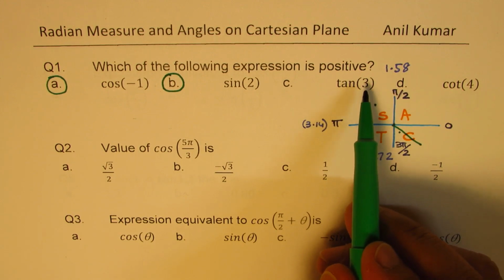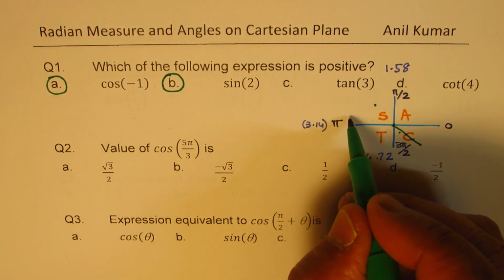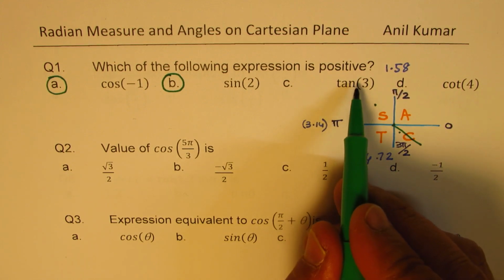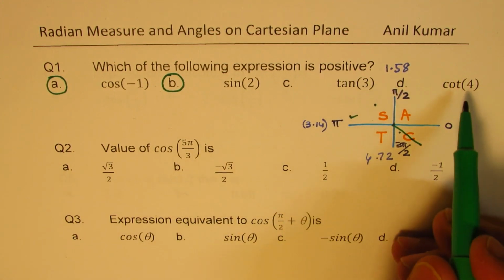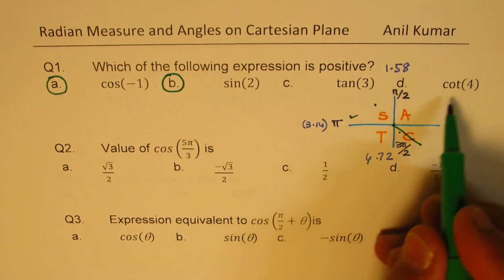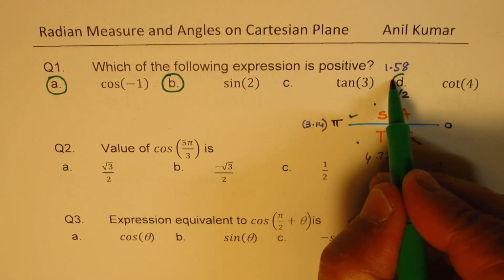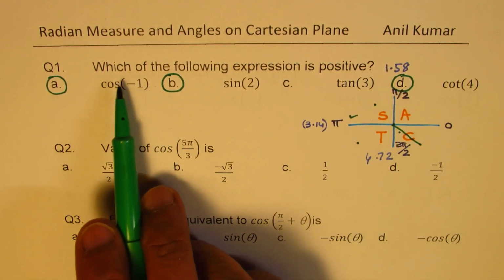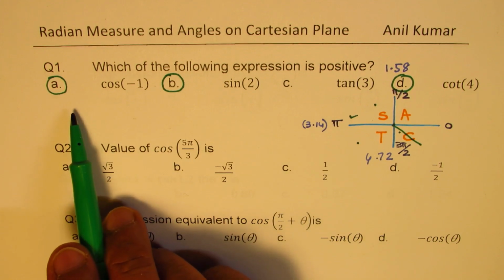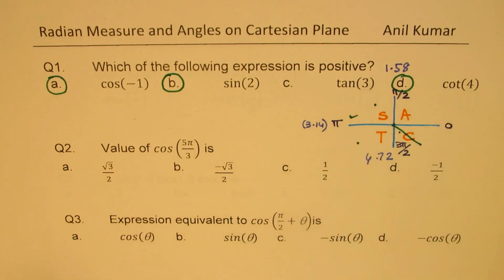Now we are talking about tan of 3. Tan 3 will be in this quadrant. Here tan is negative, so that is not going to be positive. Cotangent of 4. Now 4 lies in this quadrant. So here again cot is positive. So in this particular case, we actually have 3 expressions which are positive. So in multiple choice questions, at times you may have more than one correct answer. Is that clear to you? I hope that makes sense.